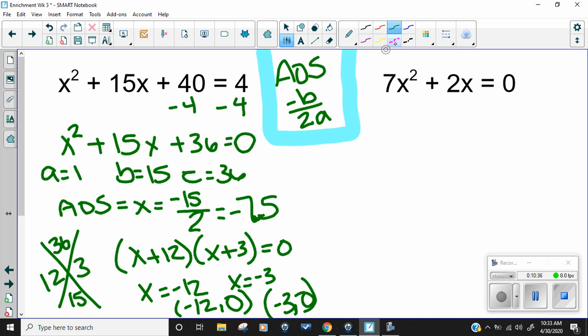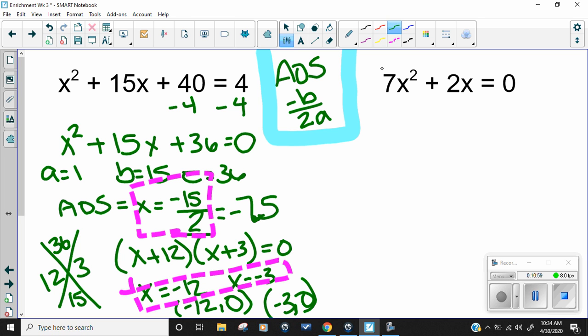So I'm going to underline in purple. In your assignment, I would like the axis of symmetry and your x-intercepts. And you could write x equals, or you could write the points.